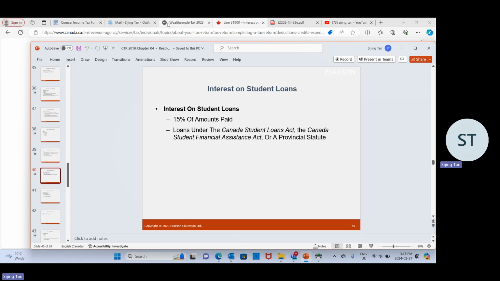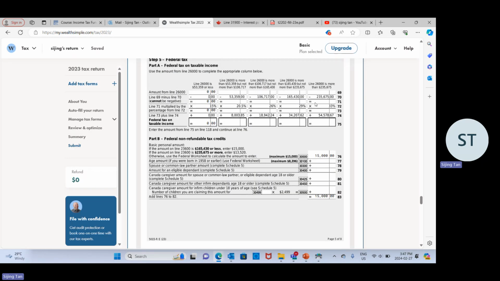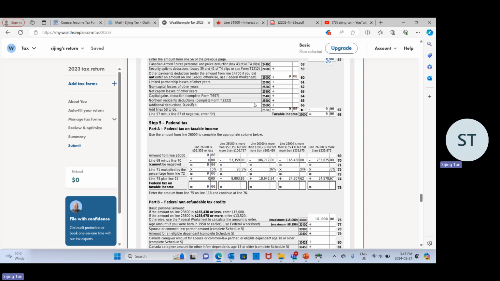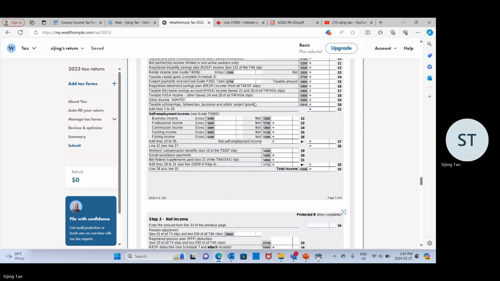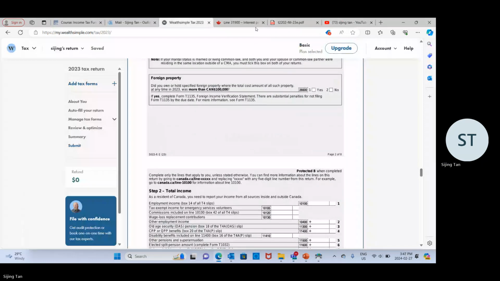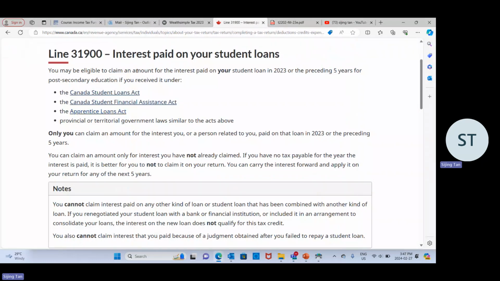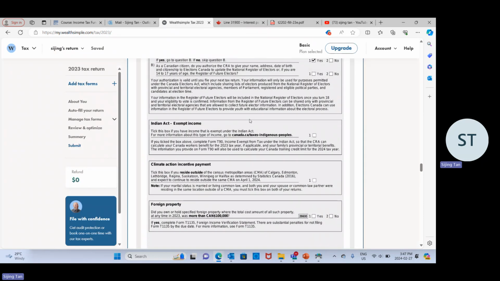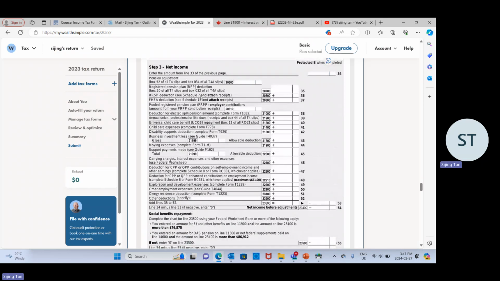I'll show you quickly. If you're using online tax preparer software, I've been using SimpleTax. Okay, so this is SimpleTax. When you open SimpleTax, this is where you need to put it in. Now this is from the CRA website. There's a line 31900, which is the interest paid on your student loan. This is the spot where you need to put in the number. Let me quickly show you the T1 General.